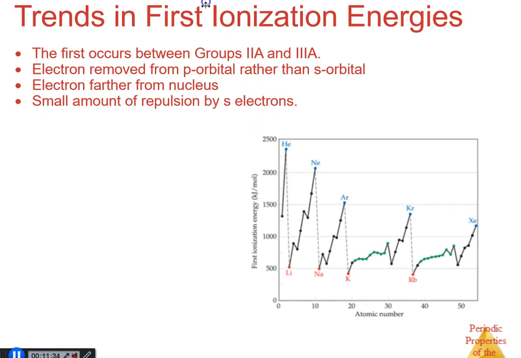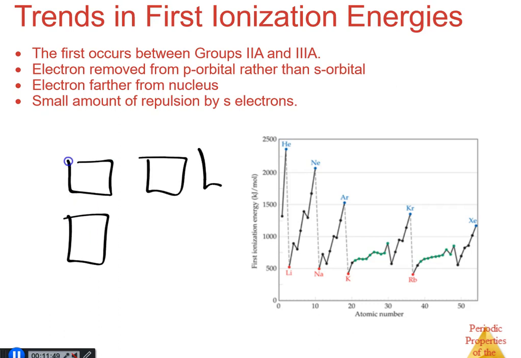And this is not that hard to explain. The electron is farther from the nucleus, and there is a small amount of repulsion by the s electrons. So what they're saying, if we draw these boxes to represent our s and p's, we're talking about from here, this follows what we expect, but this third one is a little bit lower in energy than we would expect based on the trend.